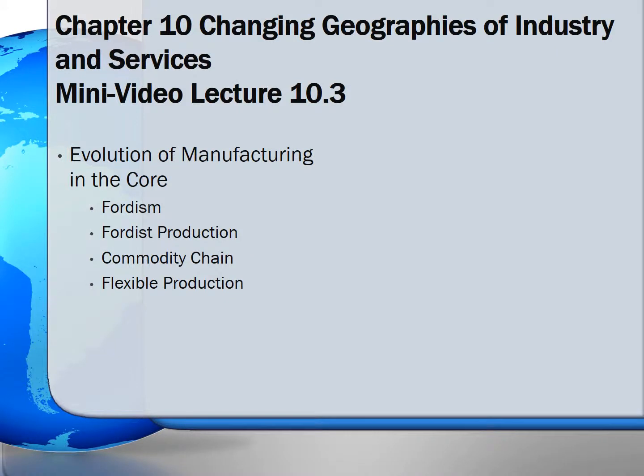Because resources are unevenly distributed, trade in commodities has become an enormously important part of the global economy. In this lecture, we will examine key concepts and spatial patterns in the changing geographies of industry and service, to include Fordism and flexible production. These topics are important to geography to see and understand how and why the spatial patterns of industry and services have changed in a global setting.